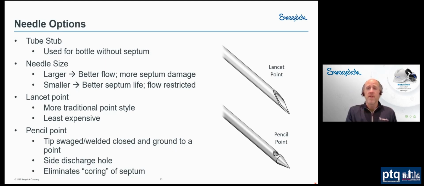So that would just go down into the open top of the bottle and dispense the sample. Now, if we are having needles, we need to consider the needle size. Larger needles, of course, are going to be better flow. For a more viscous sample, you're going to get better flow with that.